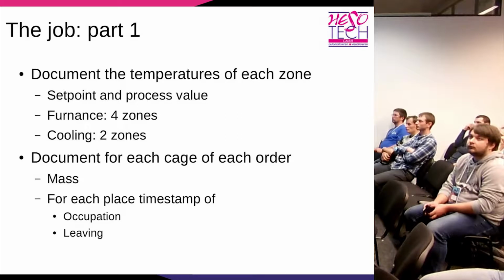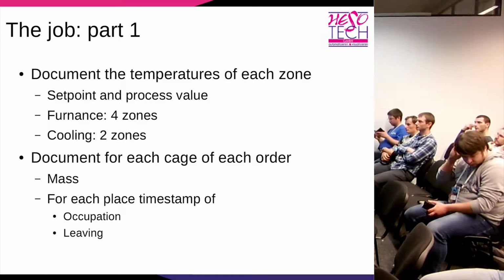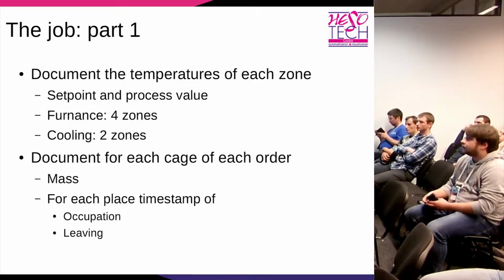So I want to sum up the job. First of all, we have to document the temperature of each zone. We are measuring this temperature every second. And there are process values and set points, and they have to be compared. In the furnace there are 4 zones, and in the cooling there are 2 zones. And for each cage of each order, or lot, we have to measure the mass, and we have to document when it occupied a zone and when it leaves the zone. And that is where the time range comes in.